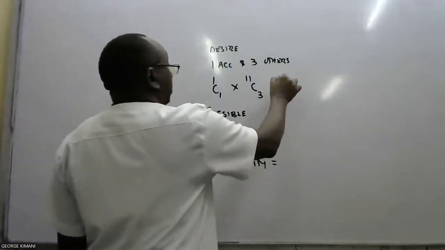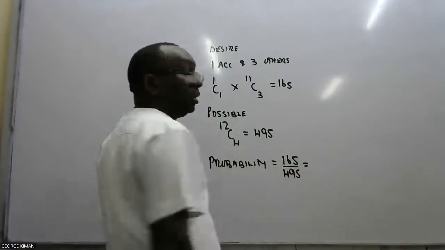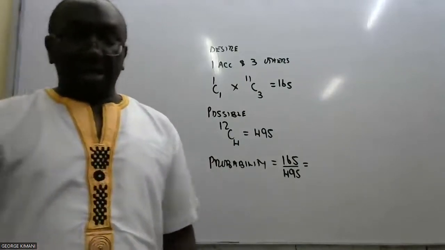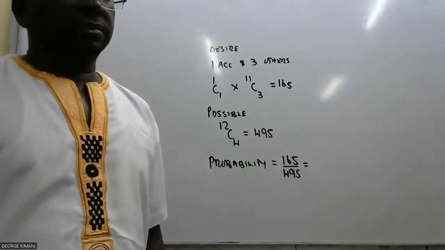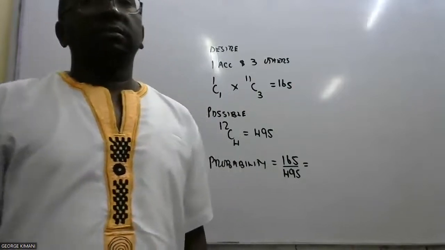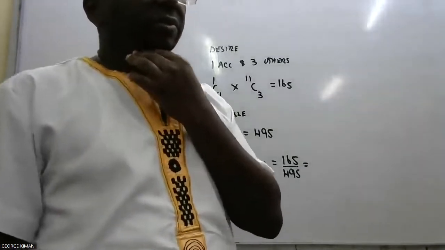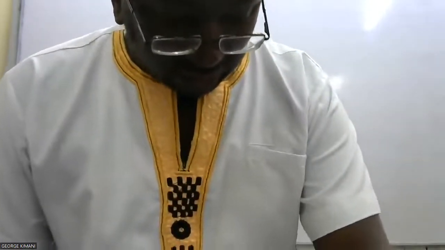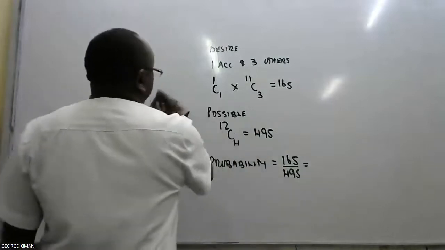One, six, five. So the probability then will be 165 out of 495. So that is how you get probabilities using combinations. You will handle question 10 and 11. They are on combinations.